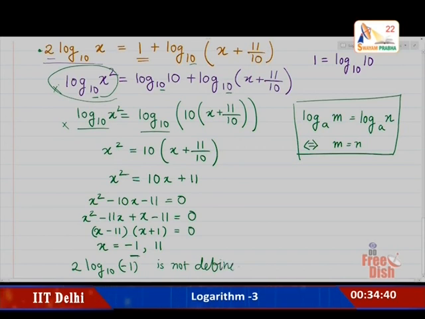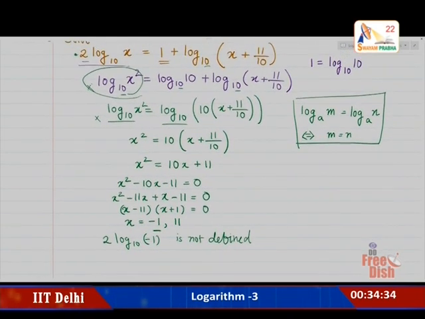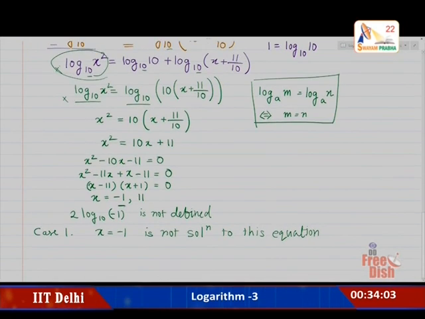By this time you should be very clear that any negative number we are not defining. Slightly zoom out just to make sure that everything is visible. So, if this is not defined, then my case 1, which is x is equal to minus 1, cannot be there, and therefore, x is equal to minus 1 is not a solution to this equation. Then I am left with only one term, which is x is equal to 11.